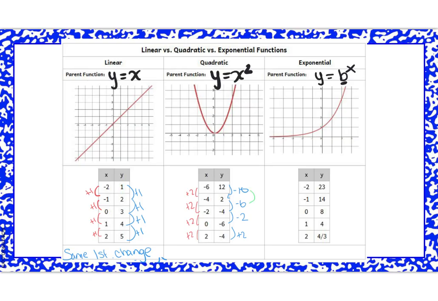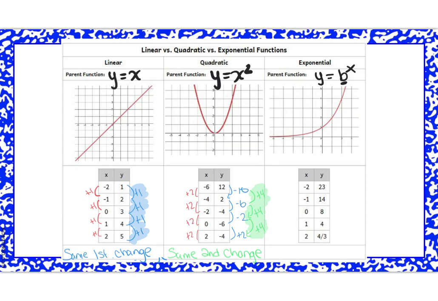the second change. So how much are we changing from -10 to -6? Well, we are adding 4. How much are we changing from -6 to -2? We are adding 4. How much are we changing from -2 to +2? We are adding 4. So because we are adding 4 each time on this second change, that's what makes it quadratic. So it's the same second change that identifies whether a table is a quadratic representation or not, whereas linear was that first change.